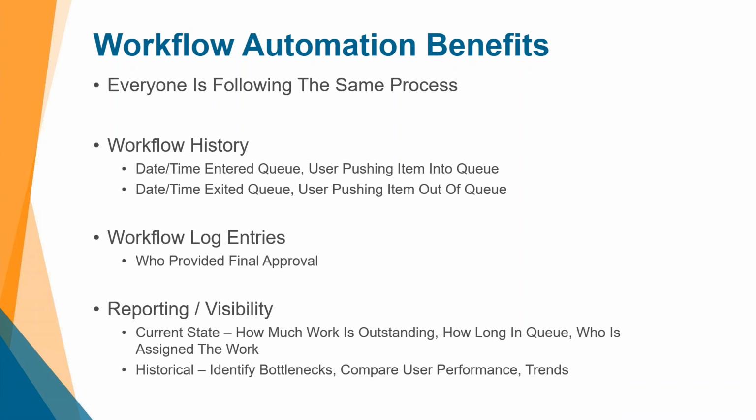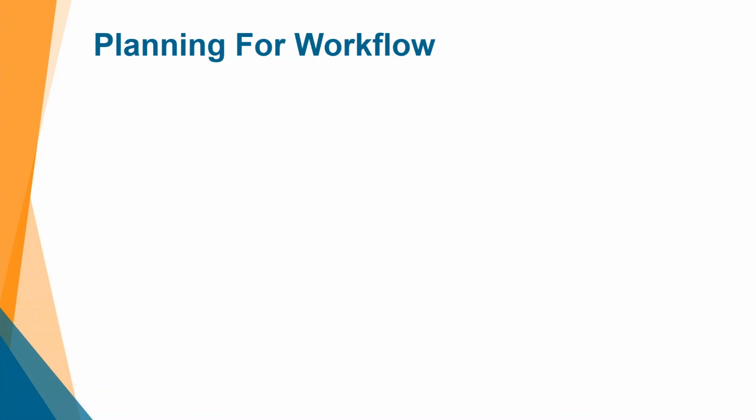I think you know what the current state might be, what kind of work is outstanding, how long things have been in queue, who has a lot of work, and so on and so forth. And historically, you can also see what happened over time. Were there any bottlenecks within the process? How do my different employees compare to each other for the amount of work that they're performing or how long it takes them to perform the work? Are there trends happening? Am I seeing more business coming through where I might need to consider additional headcount within my organization? Those are really a lot of the major benefits that you see with automating your workflows.